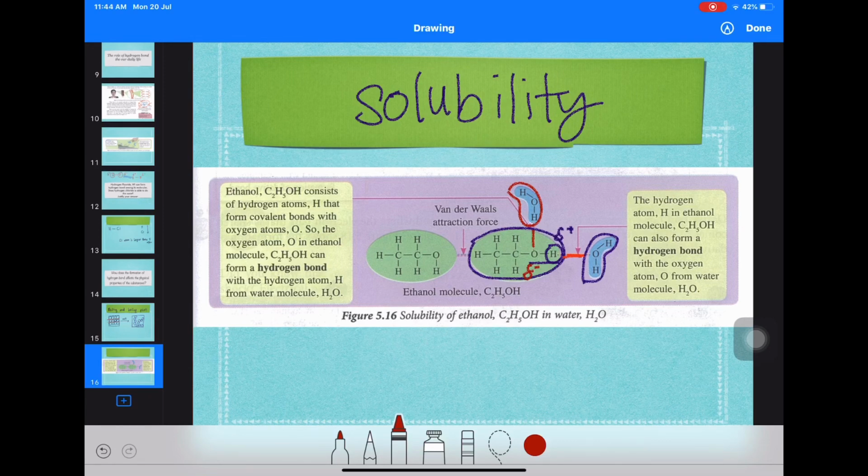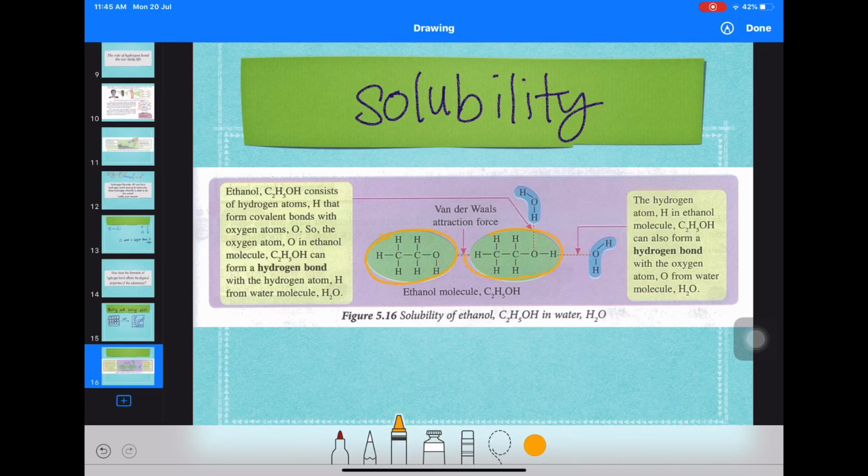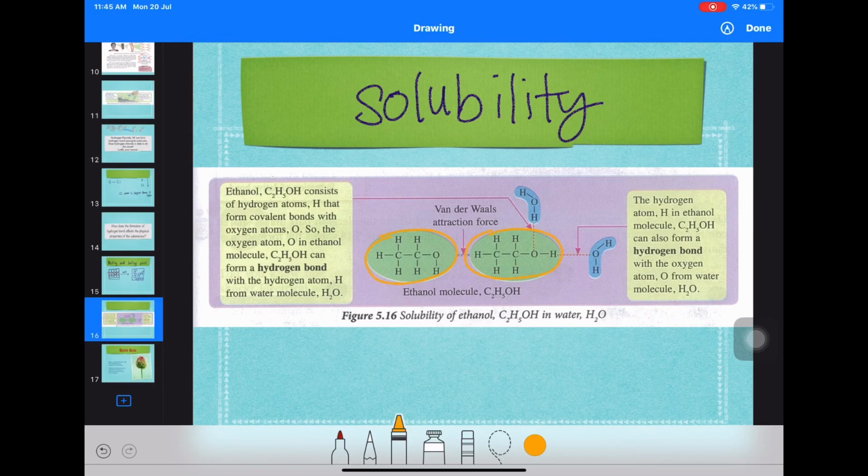Don't ever confuse it with van der Waals forces of attraction, because van der Waals means the intermolecular forces between molecules. Let's say we have a molecule of ethanol, and this is the other molecule of ethanol. The forces between these molecules are called van der Waals forces. Okay, that's all for today.